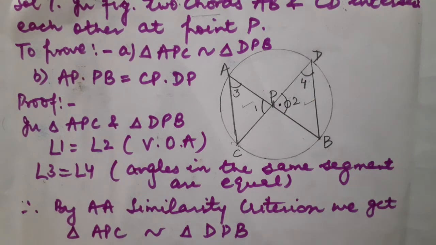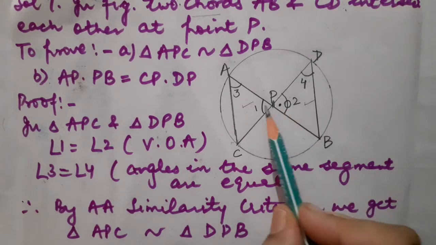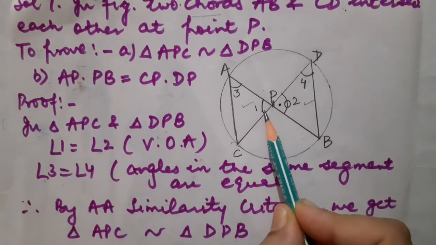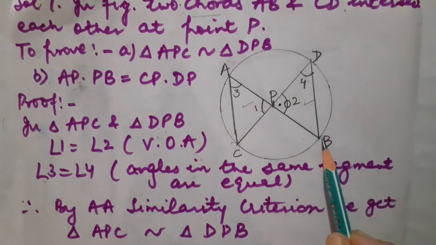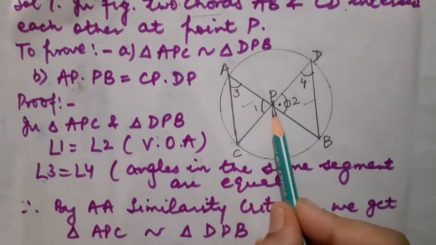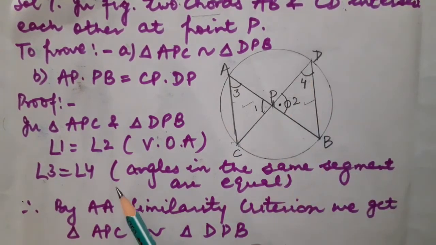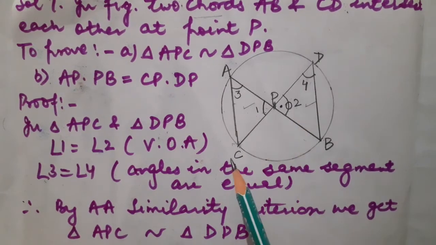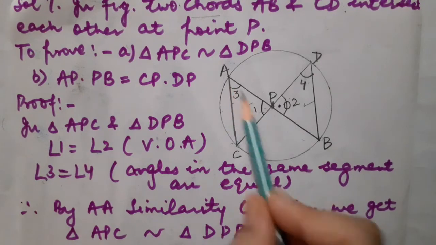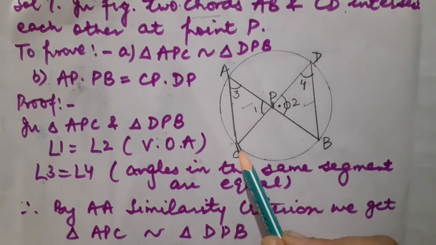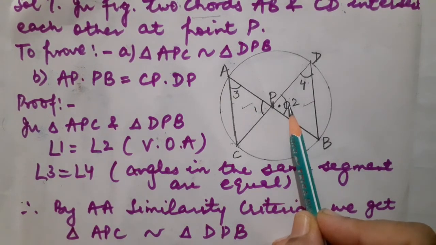So what is to be done? Let us choose these both triangles which we want to prove as similar. Here I have marked angle 1, that is APC, angle 2, that is DPB, and CAP is marked as angle 3, BDP is marked as angle 4. So here angle 1 is equal to angle 2. They both are vertically opposite angles. And we know when there are two lines which intersect each other, vertically opposite angles are formed and they are equal to each other.